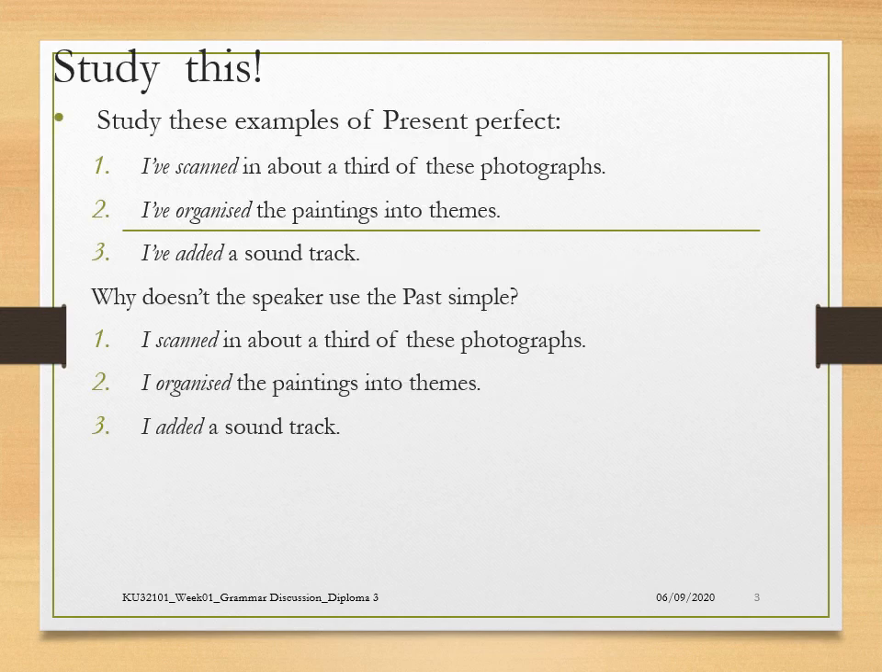Okay, so have a look at these sentences over here. There are three sentences of present perfect. I've scanned in about a third of these photographs. I've organized the paintings into themes. I've added a soundtrack. Now, with these sentences, why do you think the speaker doesn't use the past simple?